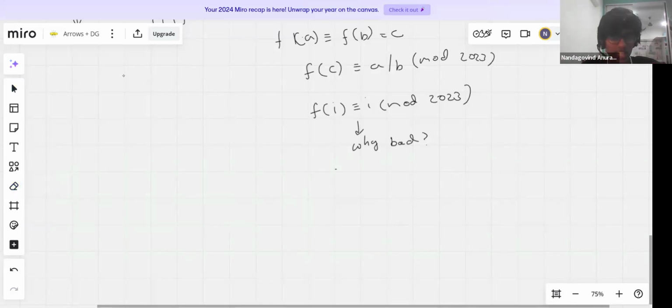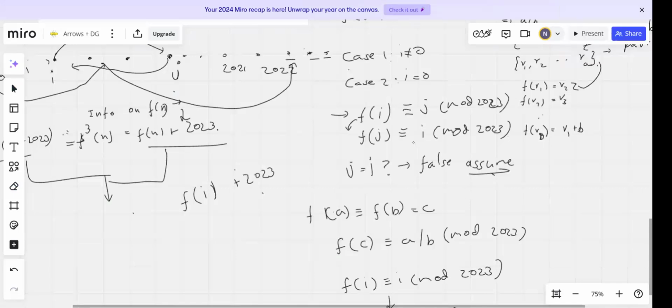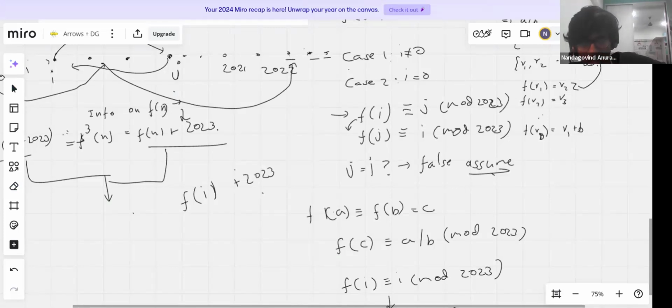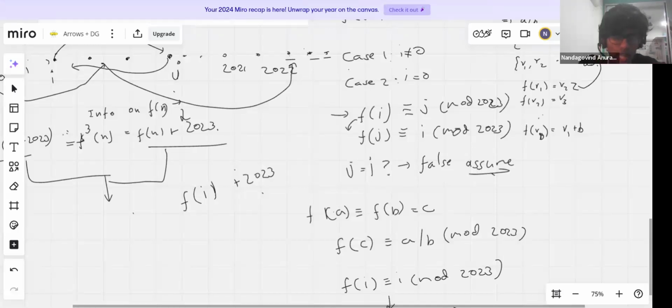I want to show that, see, I have that f of i maps to j, and this implies f of j is i. What I just want to show is that j and i are distinct. That finishes the problem. So I just want to show f of i cannot be i mod 2023. Can someone show me why?